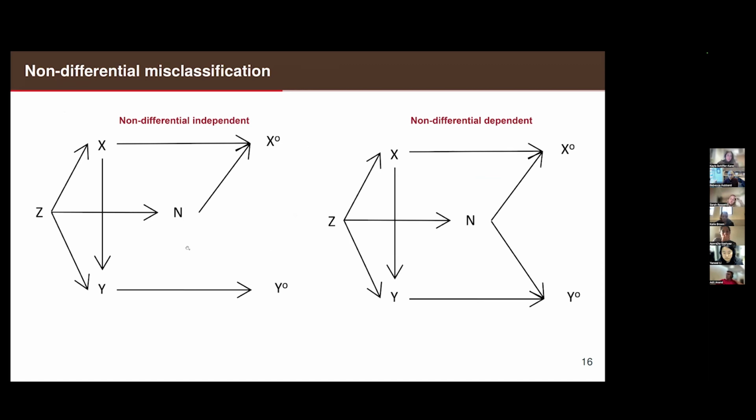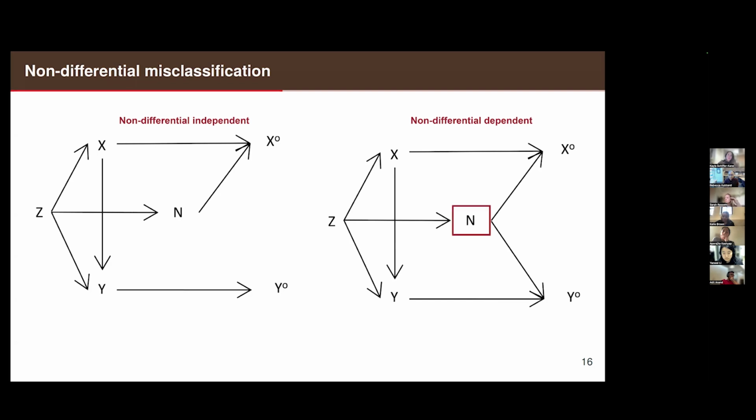The reason that this is important is if we knew that the misclassification mechanism was non-differential and independent, then we would know that any bias in our estimate of the association between XO and YO is just bias to the null. However, if we have either differential misclassification or dependent misclassification, then the bias can go in any direction. So we don't know that our result is necessarily an underestimate. It in fact could be biased in any way, and it's impossible to predict.